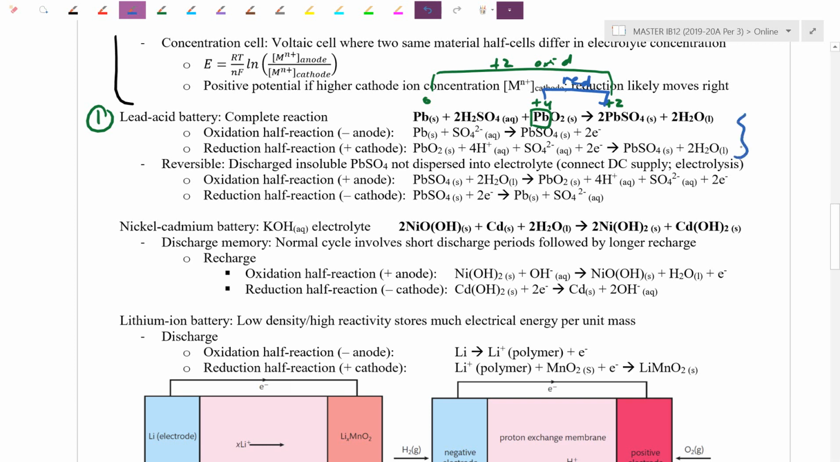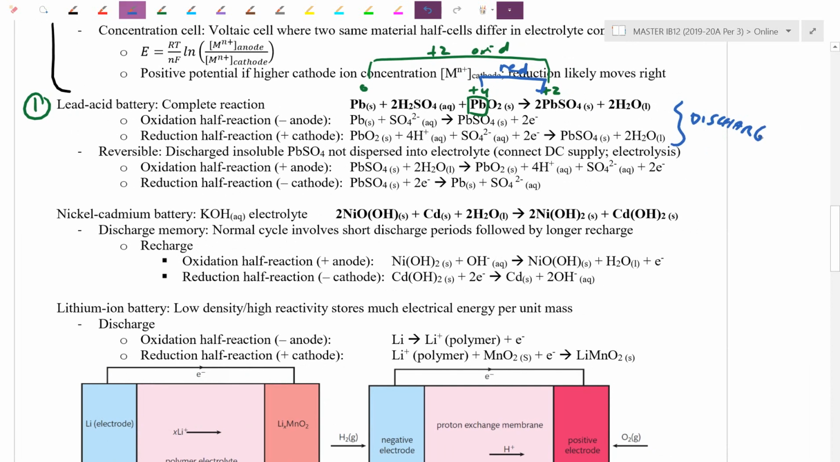This part here is during the discharge cycle. This part here is when the battery is just running spontaneously. This is what's ending up happening, and this ends up forming a solid PbSO4 electrolyte.